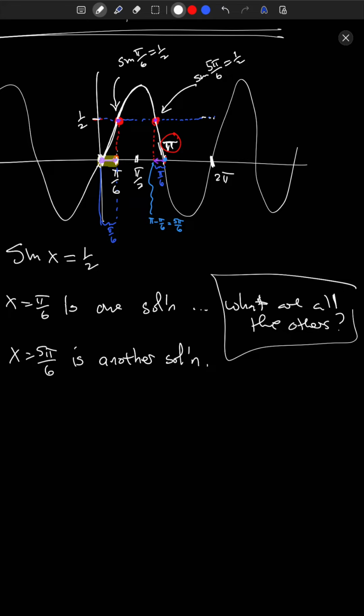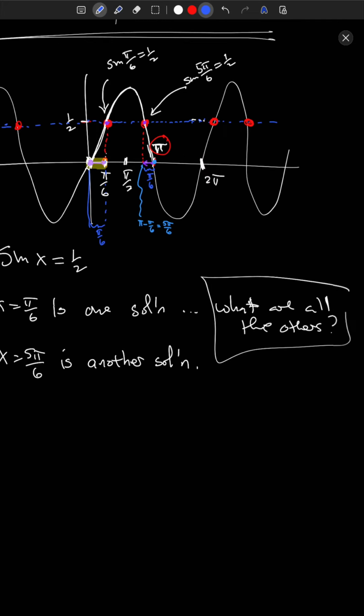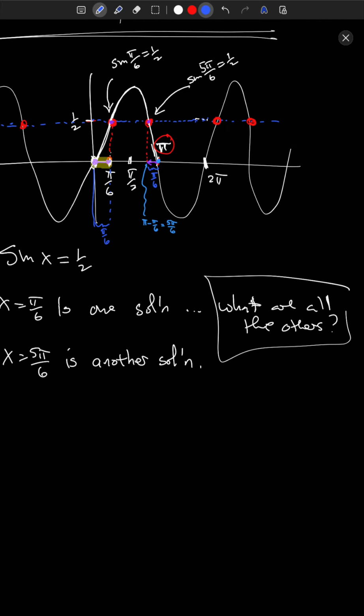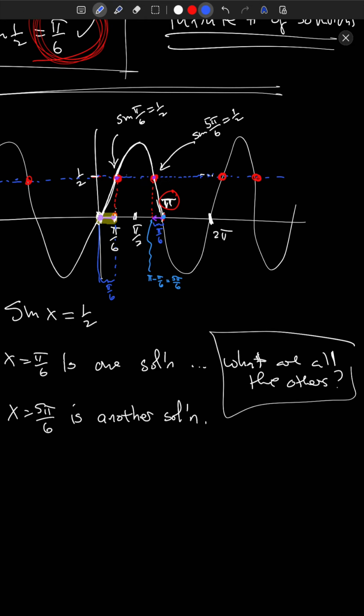Now, if I were to extend this horizontal line, I would get another solution right there, and another solution right there. And if I extended it to the left, I would get another solution right there, and then another, and so on. Every time there's a hump, I'm going to get two solutions. But I don't have to figure out where those other humps are, because from the very first solution that I found, if I move a distance of 2 pi, I'm going to get to that one. From the second one that I found, if I move a distance of 2 pi, I'm going to get to that one.